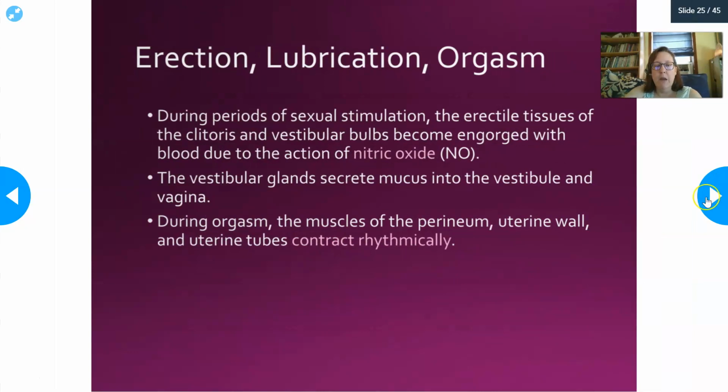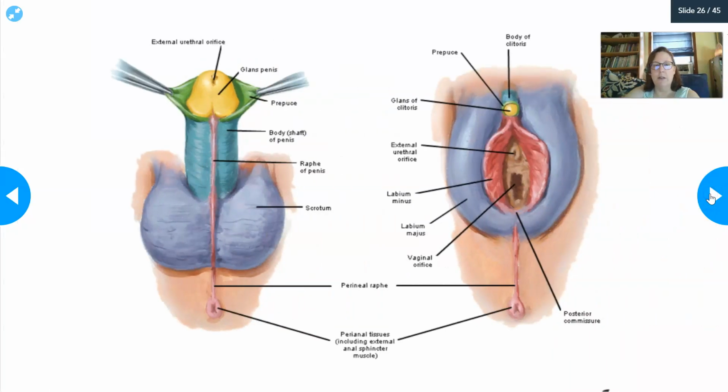So, talking about sex, lubrication, orgasm, and all that, during periods of sexual stimulation, the erectile tissues of the clitoris and the vestibular bulbs will become engorged with blood due to the action of nitric oxide. Same process as in the male. The vestibular glands will secrete mucus into the vestibule and the vagina, and during orgasm, the muscles of the perineum, uterine wall, and uterine tubes will all contract rhythmically. And we'll see in the next lesson that part of the point of that is to help propel the sperm up to where potentially the egg is to be fertilized.